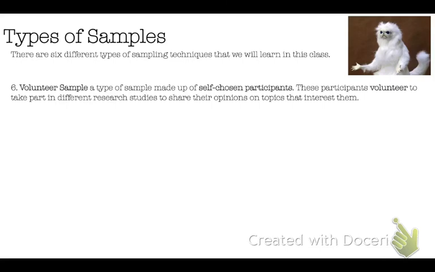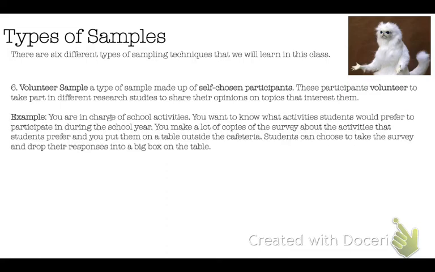So volunteer sample is a type of sample made up of self-chosen participants. These participants volunteer to take part in different research studies to share their opinions on topics that interest them. So back to the school activities. This time you make a lot of copies of the survey about the activities that students prefer, and you put them on the table outside of the cafeteria. Students can then choose to take the survey and drop their responses into a big box. Okay, so this would be a volunteer because they are volunteering to do this by themselves. Okay?